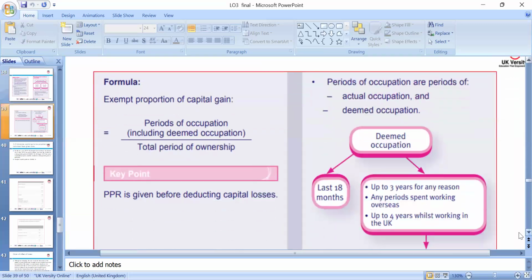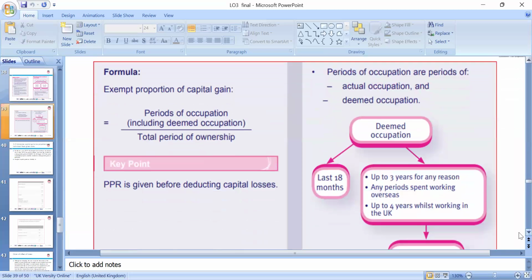The proportion of the occupation is included, and then of course we can look around the period of the ownership. So up to 3 years for any person, any period spent working overseas, those we need to look at the residency rule again, and that is what applies.